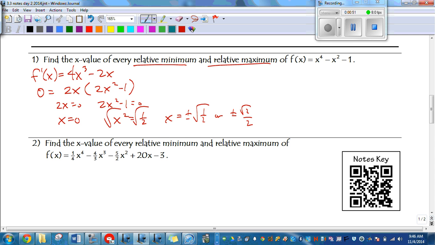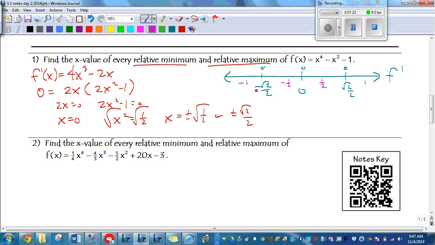So we end up with 3 critical values here. 0, negative root 2 over 2, and positive root 2 over 2. And in each of those, the derivative is equal to 0. We want to figure out what happens in between there. Well, negative root 2 over 2 is about negative 0.7. So I'm going to use negative 1 over here, negative 1/2 in between, 1/2, and 1.